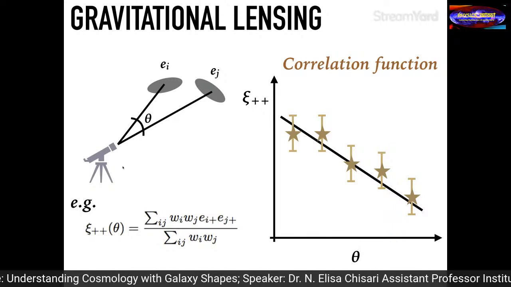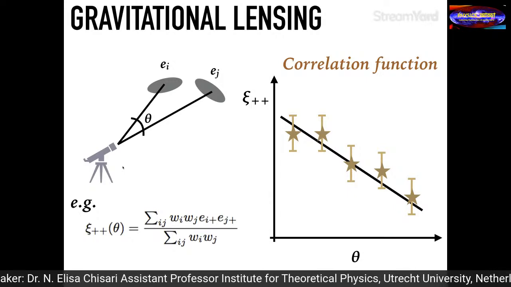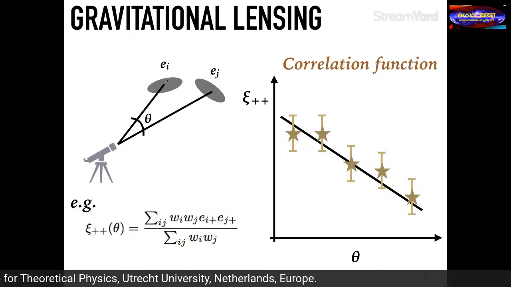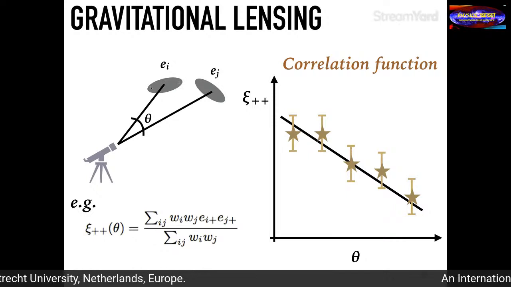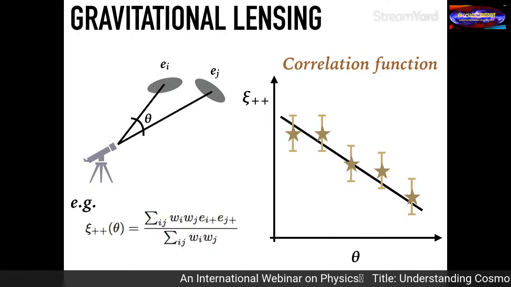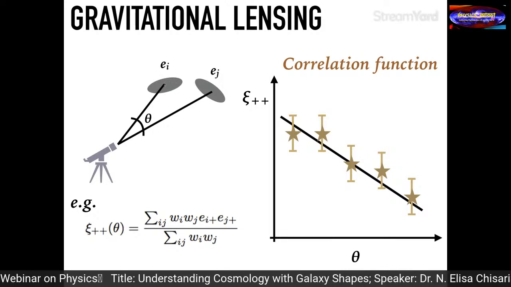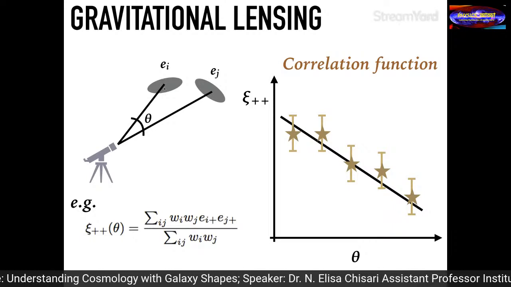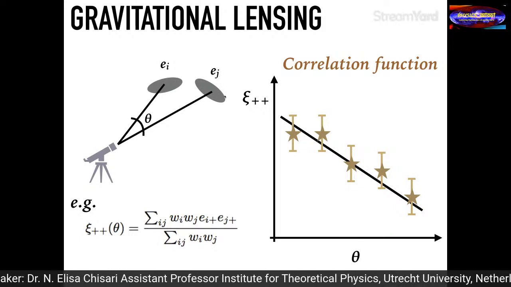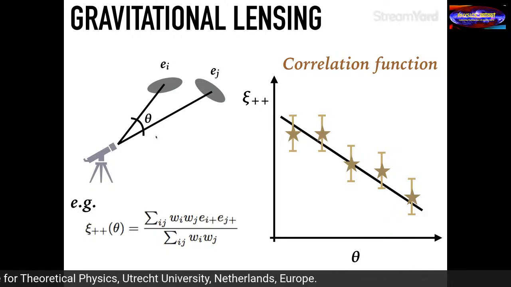How do we measure these patterns? Well, we make catalogs of every galaxy that we can see in the sky. And for each galaxy, we measure the axis ratio and orientation of the ellipse that is the galaxy. Each galaxy is a collection of stars, and from those stars, we can look at how they're distributed and model them as an ellipse and find the axis ratio and the orientation of that ellipse. That's what I call e_i for this galaxy i and e_j for this other galaxy j. And these galaxies are separated on the sky by an angle that I call theta.